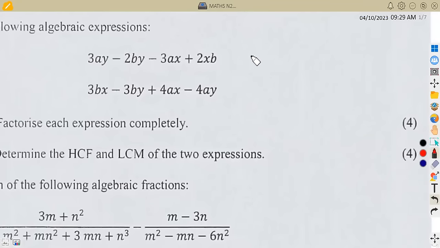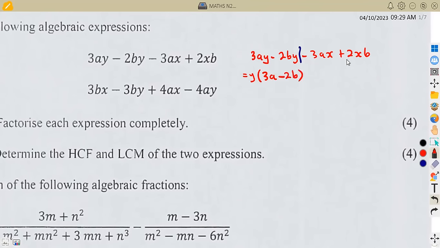So from the first expression, we are given 3ay minus 2by minus 3ax plus 2xb like this. So these are 4 terms whereby we can factorize only by grouping these terms into 2. If we check the first 2 terms, do we have common factors? Y is the only common factor, so that means we can factor out y. That's 3ay divided by y, we remain with 3a, minus 2by divided by y, and y will cancel. We remain with negative 2b.